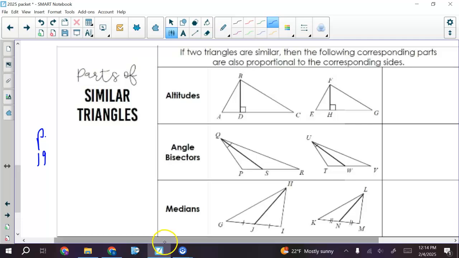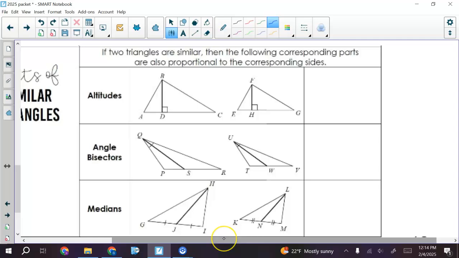Now we talked about a little bit of this during the construction unit, altitudes, angle bisectors, and medians, but we have not gone real in depth with it. But as long as you have the same markings on both pictures and we know they're similar, you can set them equal or proportional. So for example, this one is talking about the altitude. That's the height of the triangle.